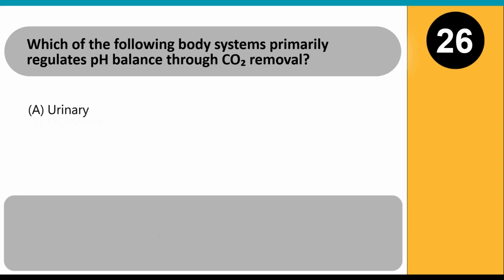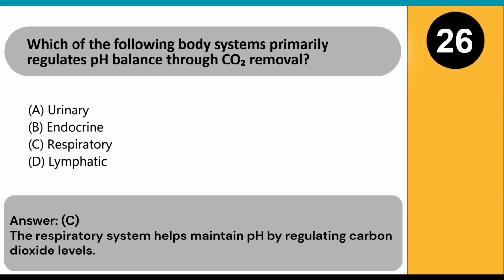Which of the following body systems primarily regulates pH balance through CO2 removal? A. Urinary. B. Endocrine. C. Respiratory. D. Lymphatic. Answer: C. The respiratory system helps maintain pH by regulating carbon dioxide levels.